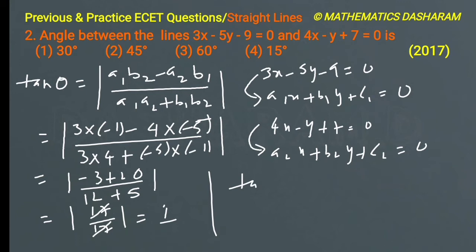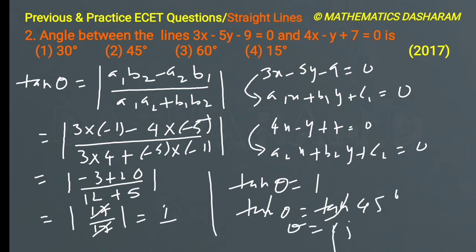So then the tan theta answer is 1. But one can write 1 as tan 45 degrees. So tan cancels, theta value is 45 degrees. So option 2 is correct.